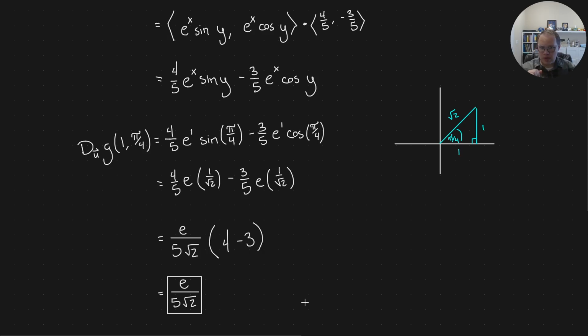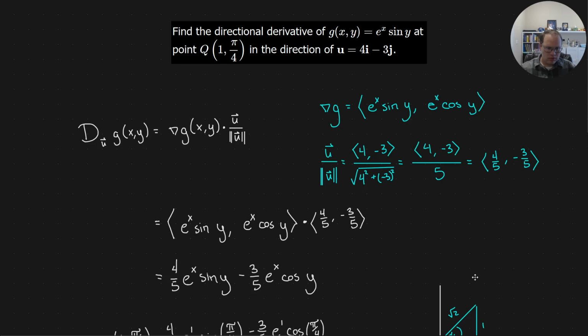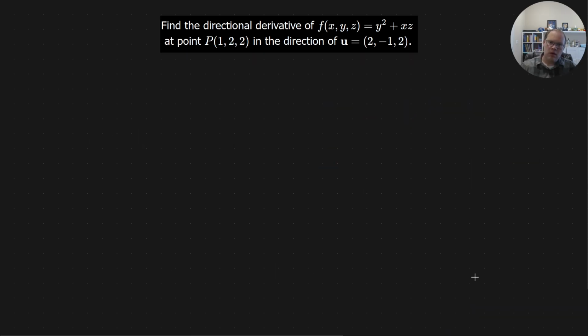Okay? All right. Let's do one more. Here we want to find the directional derivative of a 3-variable function at a particular point in a particular direction. Even though it's a 3-variable function, the process in the formula is exactly the same. So I want the directional derivative of function f in the direction of vector u. So I need the gradient of f dotted with the unit vector in the direction of vector u.